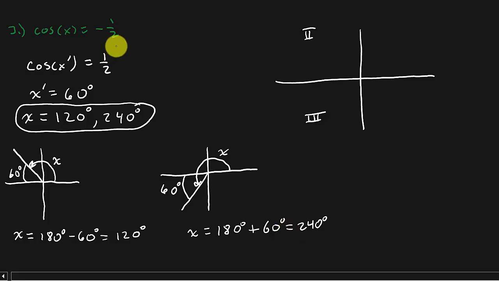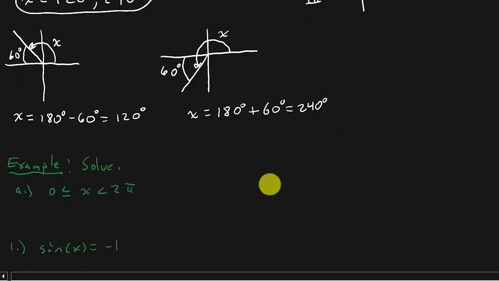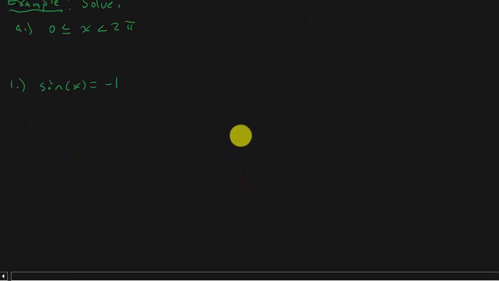Now, could you have done this using the unit circle? Of course. You know where the negative 1/2 is on the unit circle, and you know what cosine is. Yeah, you could have used it, but you're going to see in a minute that the unit circle is useless. Now let's look at this one.